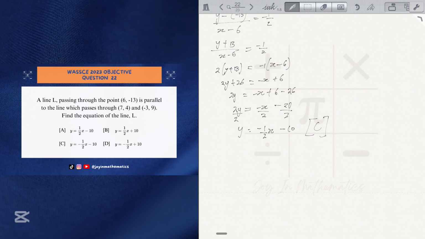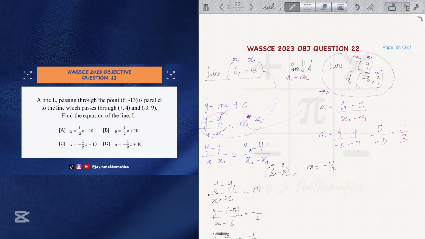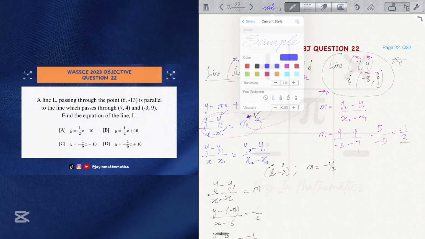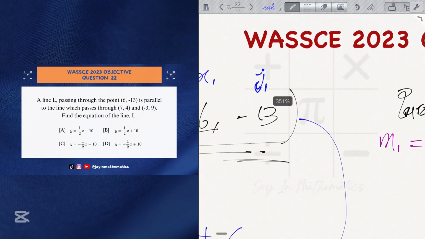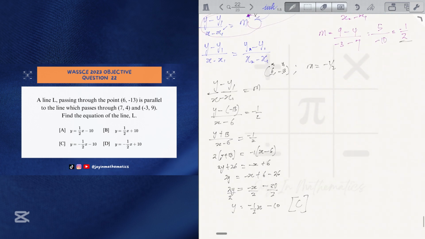So let's take a quick recap of what we did. We're given the question to evaluate this line, but then we're given the gradient parallel to this line. So we evaluated the gradient to be minus 1 over 2, and then we applied the formula for equation of line given a single point. So we have x1 to be 6 and y1 to be minus 13. Once we have y1 to be minus 13, then we just apply the formula and we'll arrive at the equation of the line.